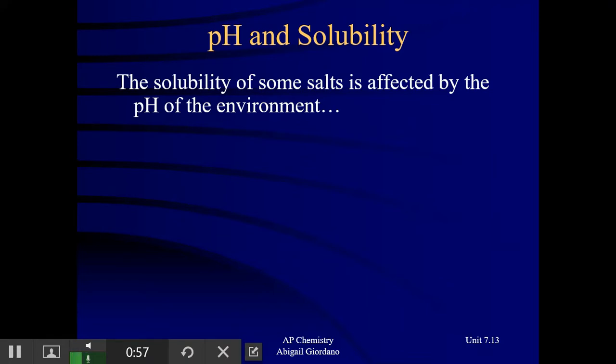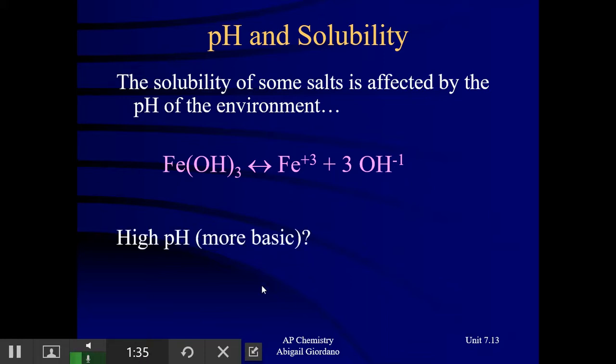And as I said, we've been looking at a lot of slightly soluble salts lately, and many of the compounds that have hydroxide in them are slightly soluble or considered insoluble salts. For example, iron(III) hydroxide is what our solubility rules would tell us is either slightly soluble or insoluble. It does not dissolve very much. However, this is an example of a salt whose solubility is affected by the pH of the environment.